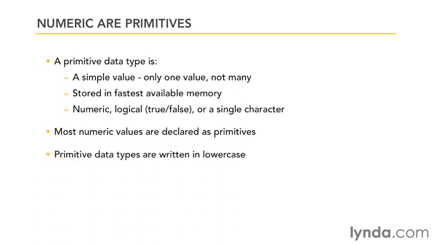When you declare a primitive data type, you spell the data type in all lowercase. So for example, int or byte would be spelled all lowercase. There are also classes with these names, but they'll have an uppercase initial character.